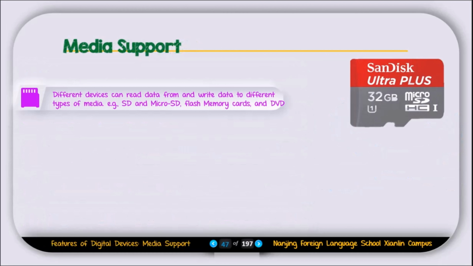So the next feature is called media support. Different devices can read data from and write data to different types of media, for example, SD card, micro SD card, flash memory card, and DVDs. What does it mean by reading and writing data? Writing means, for example, if you copy some songs to a USB, you're writing something on the USB. Or if you're playing something from a USB or some storage media, this means you're reading data from that storage. That's what is meant by reading and writing.